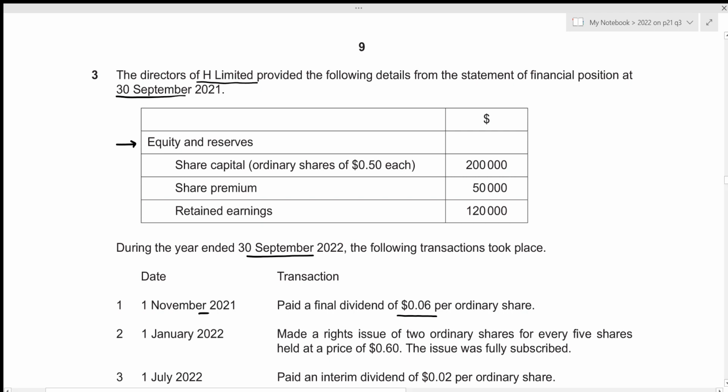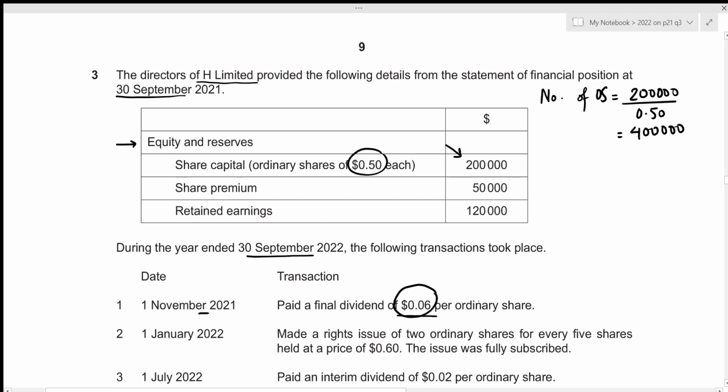Let's figure out the total value of the dividend paid. In order to figure out the total dividend, we just need to multiply the rate per ordinary share by the total number of ordinary shares, right? And we can see that we are given the total value of ordinary shares as well as the nominal rate. So in order to figure out our number of ordinary shares, we just need to divide the total value by the nominal rate. In this case, that's going to be 200,000, which is the total value of ordinary shares, and the nominal rate is 0.50. So this gives the total number of ordinary shares in H Limited to be 400,000.